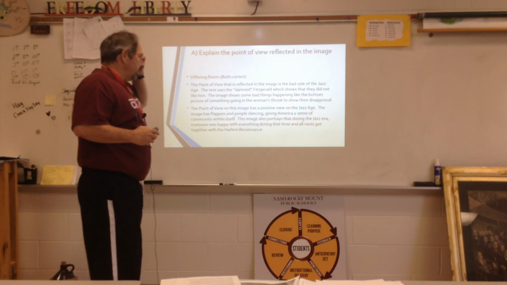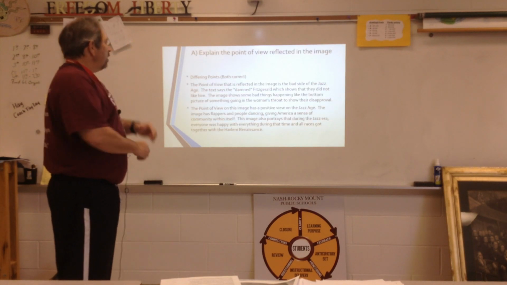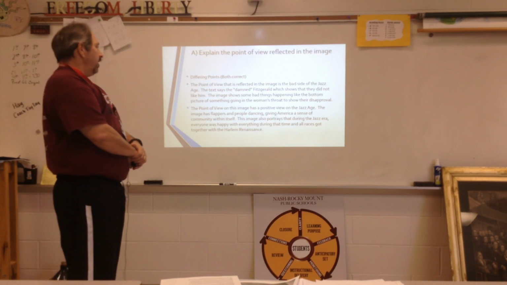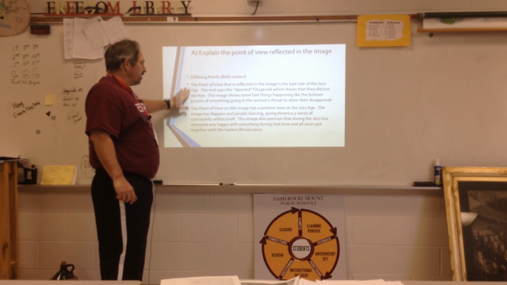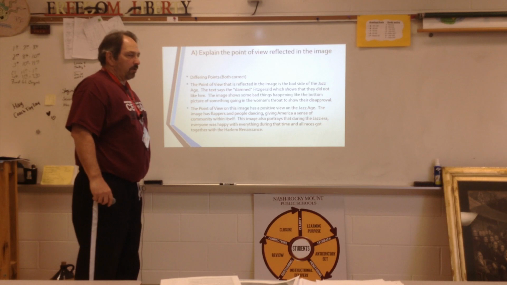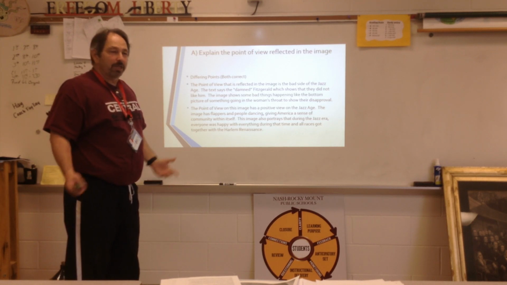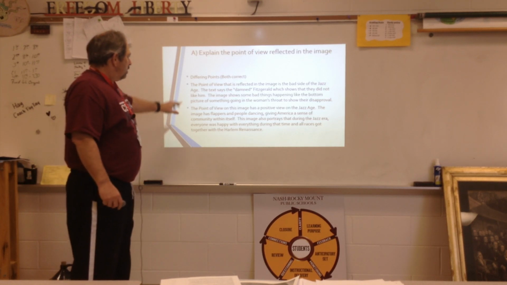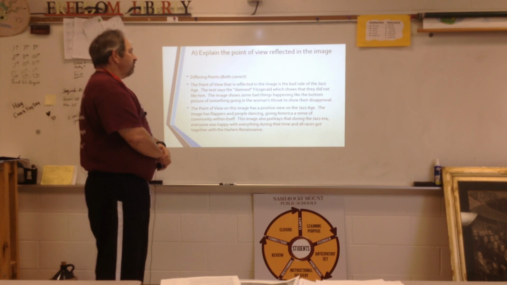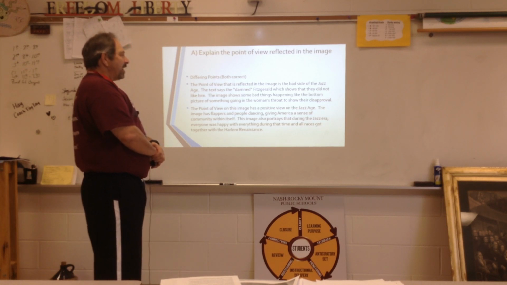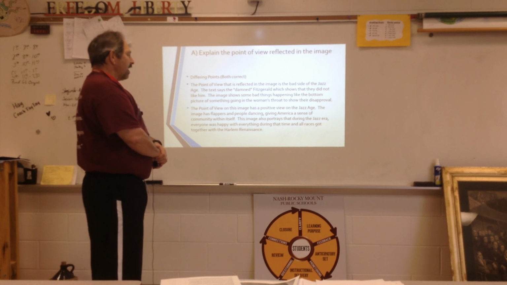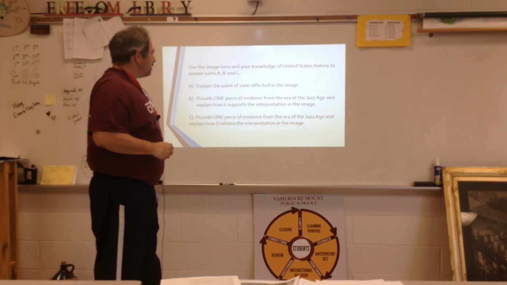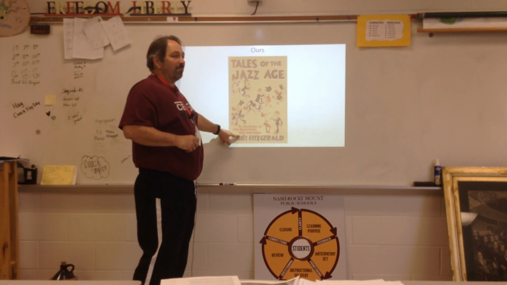So let's look at the examples. This is A, letter A, differing points. This is one of your classmates and this is the other one. Now, each one of them is right, but each one of them looks at it differently. This one says the point of view that is reflected in the image is the bad side of the Jazz Age. The text says the damned Fitzgerald, which shows that they did not like him. Now, that's the name of his book.